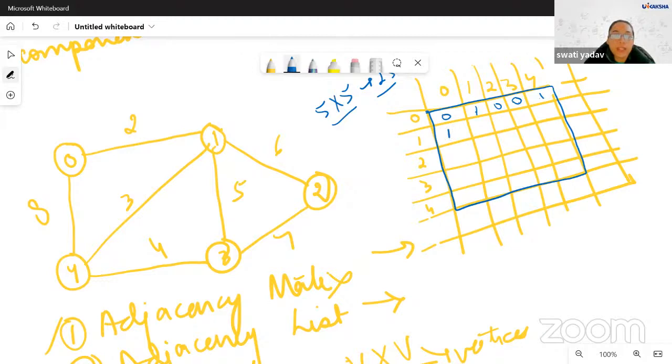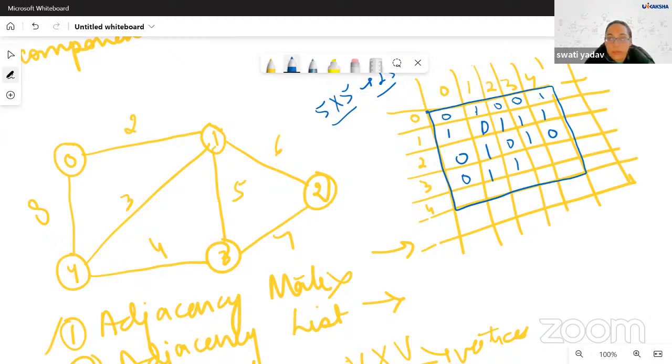The same thing next time. 1 to 0, yes. Sorry, 1 to 1 is no. And 1 to 2 is yes. And 1 to 3 again, yes. 1 to 4, yes. Okay? So this is how you are going to fill it up. 0, 1, 0. 2, 2, 2, 3, yes. 2, 4, no. Okay? 0. Then 0 again.